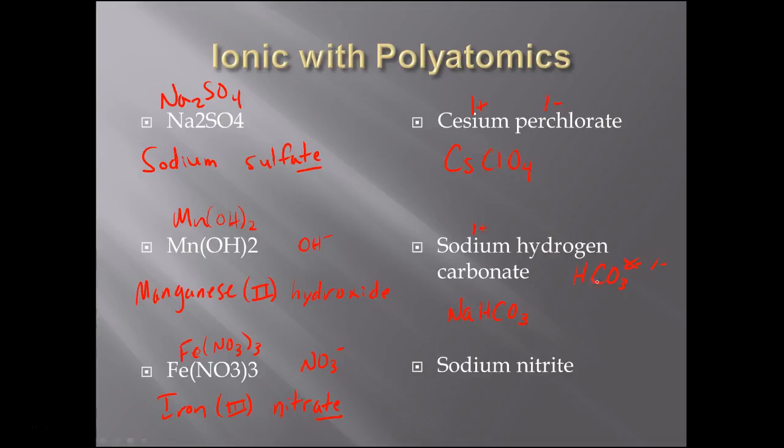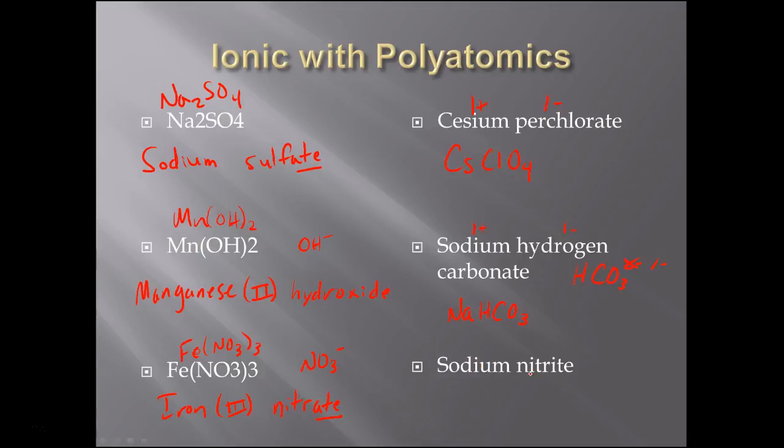So to make it sodium hydrogen carbonate, it actually makes its charge 1 minus instead of 2 minus. And look at that. The 1 plus and the 1 minus are nice. They cancel each other out. So our formula is NaHCO3, and we don't have to add any other subscripts here either.